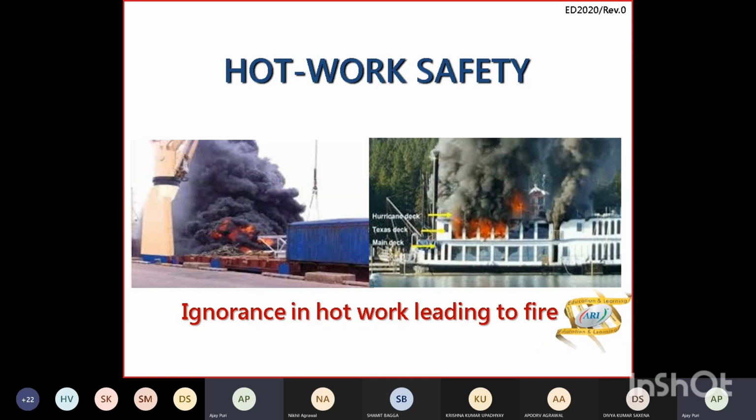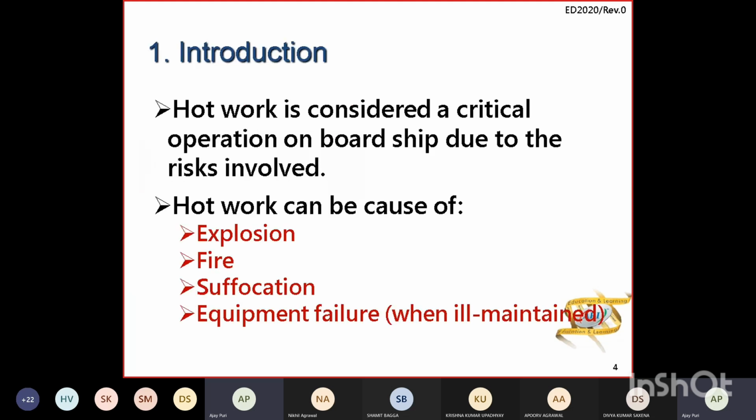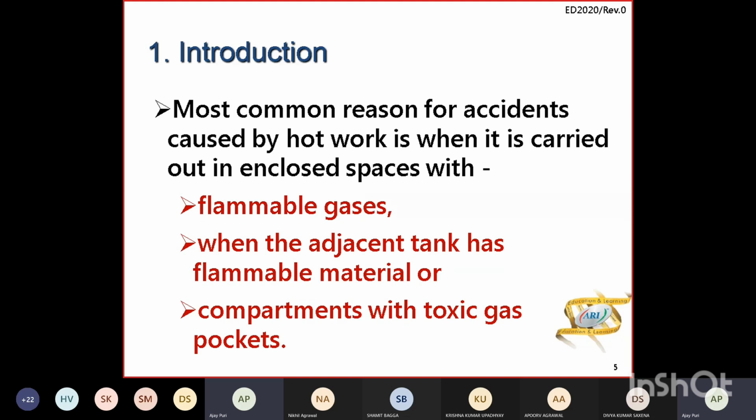Now your hot work can lead to a fire, which you can see here. So it is considered critical for operation on board due to the risk involved. It can be a cause of explosion, fire, suffocation, equipment failure. Most common reason for accidents caused by hot work is when it is carried out in enclosed spaces, because you have flammable gases there, or the adjacent tank has flammable material, or the component itself will have toxic gases in the various pockets.